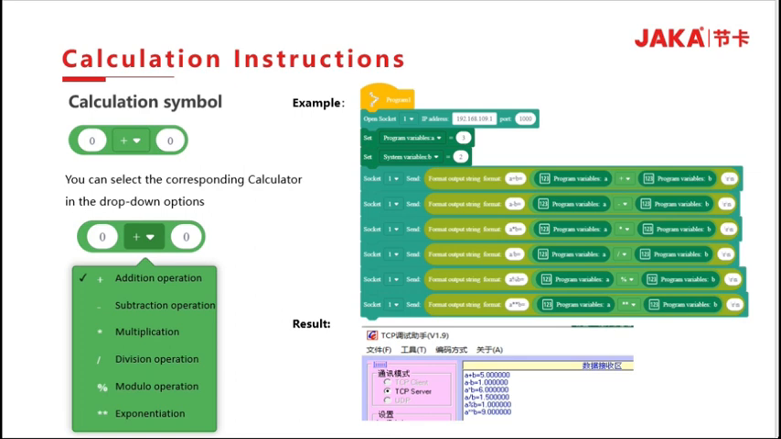Let's look at an example of the application of the calculator. First, open the socket connection. Set the program variables a, b to 3 and 2 respectively. And then use the socket to send the results of the two variables added, subtracted, multiplied, divided, and exponentiated. The following figures show the network debugging assistant server receiving results.